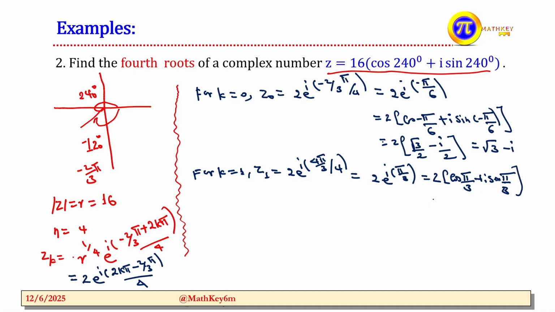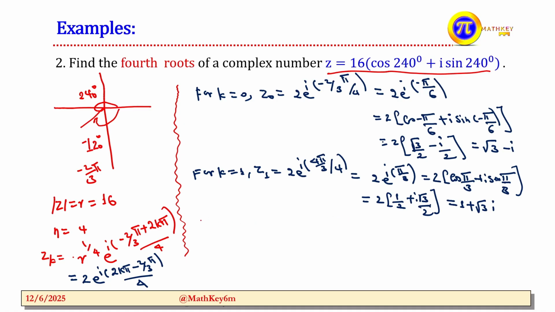What is cos of pi over 3? That is half. So it is equal to 2 times half. Sine of pi over 3 is equal to root 3 over 2. Since pi over 3 lies in the first quadrant, plus i of root 3 over 2. Again, here we can take 1 over 2 common and cancel 2 by 2. What remains is 1 plus root 3 i.